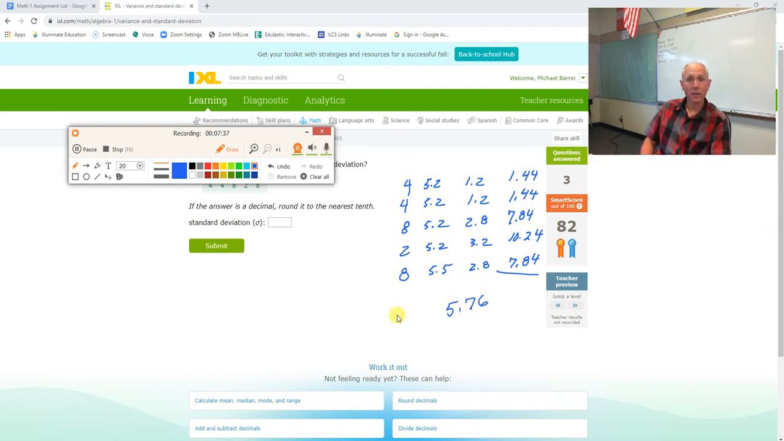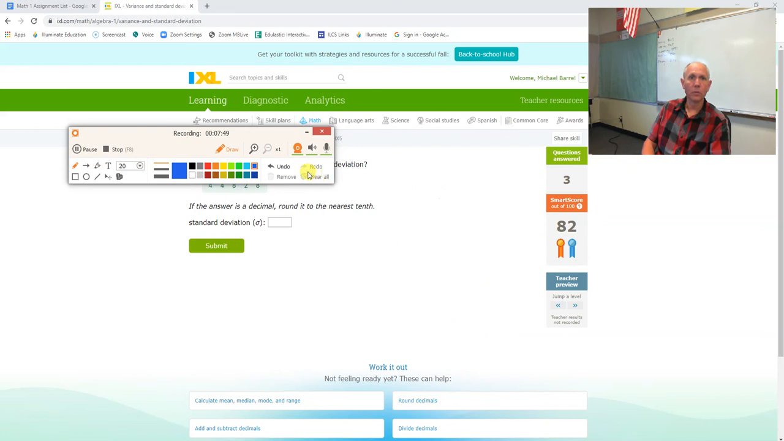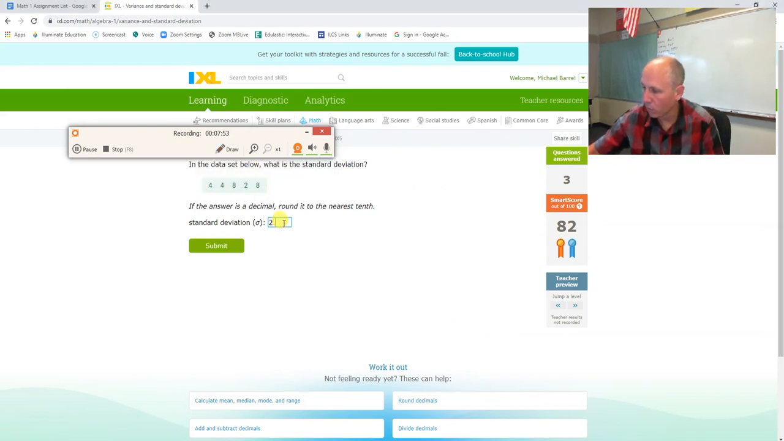5.76 is my variance. If I take the square root of that, I get the standard deviation, which is 2.4. Huh. That worked out really cleanly. 2.4.